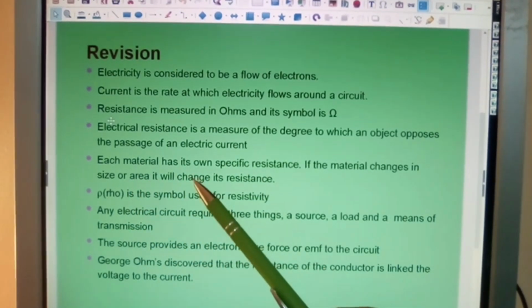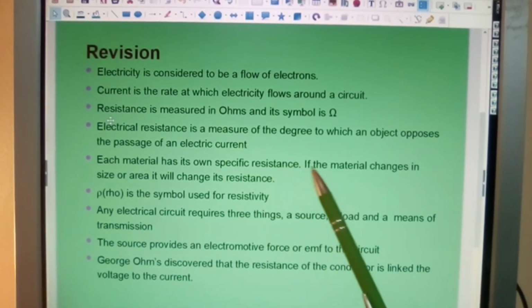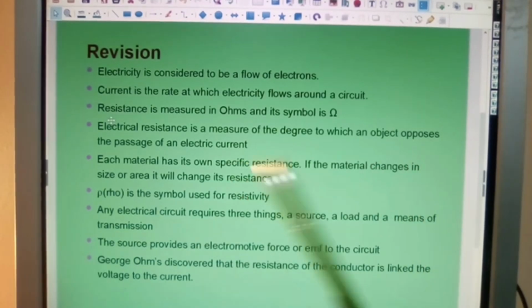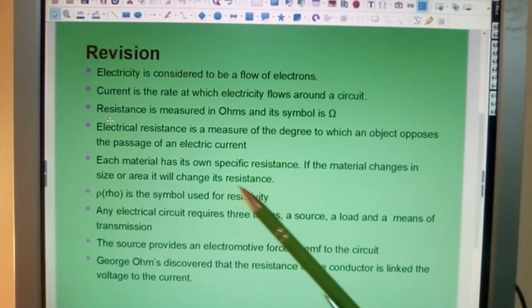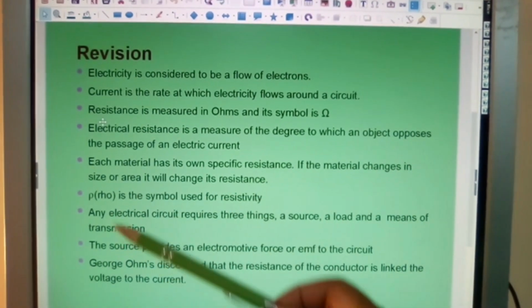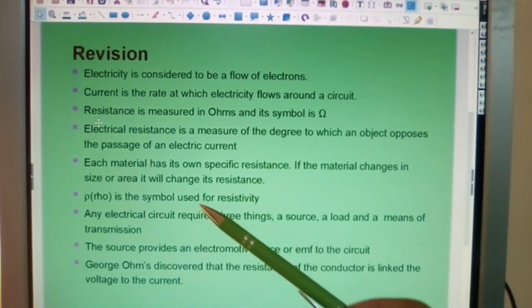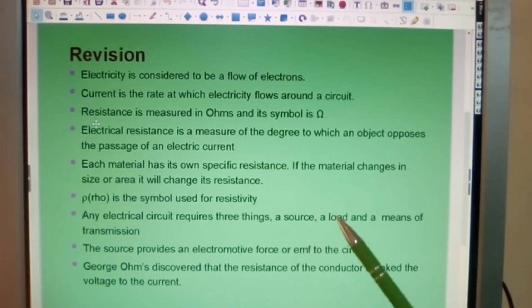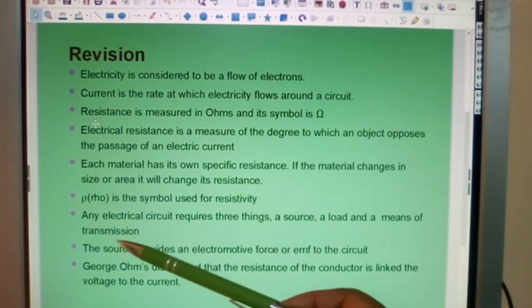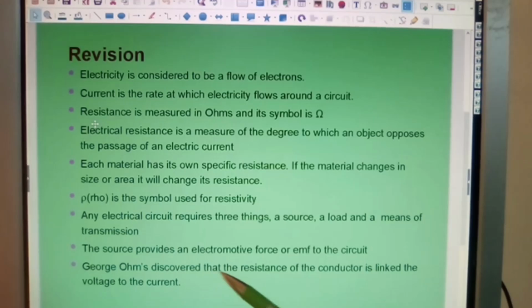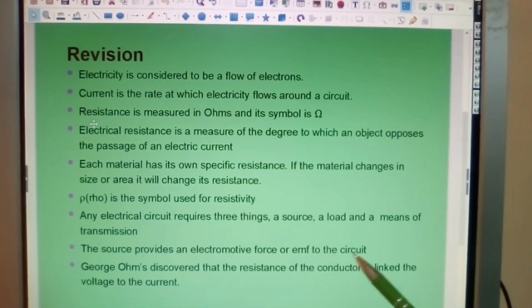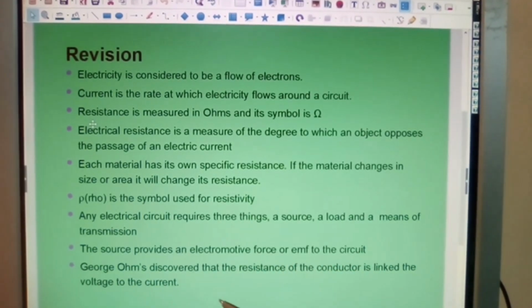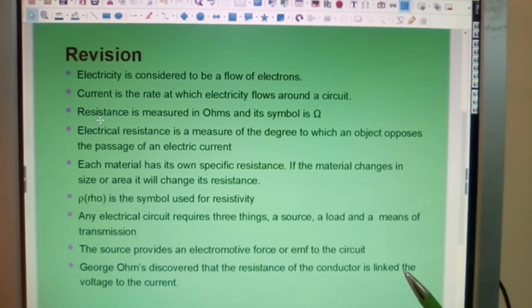Each material has its own specific resistance. If the material changes in size or area, it will change its resistance. Rho is the symbol used for resistivity. Any electrical circuit requires three things: a source, a load, and a means of transmission. The source provides an electromotive force, or EMF, to the circuit. George Ohm discovered that the resistance of the conductor is linked with the voltage to the current.